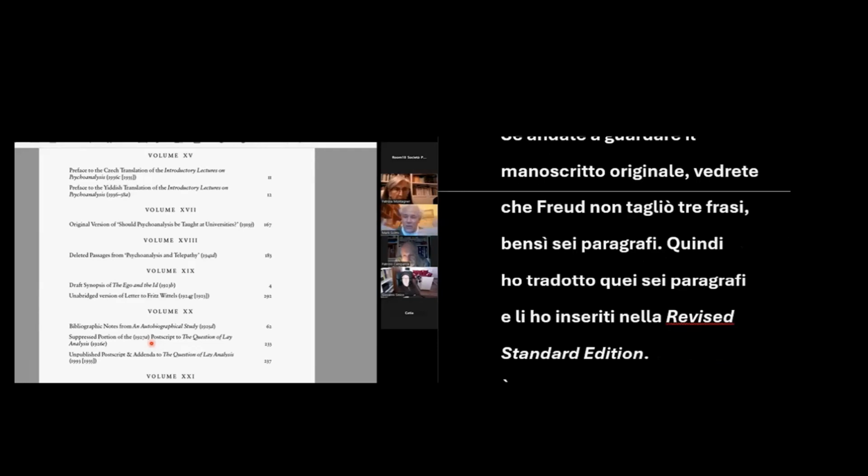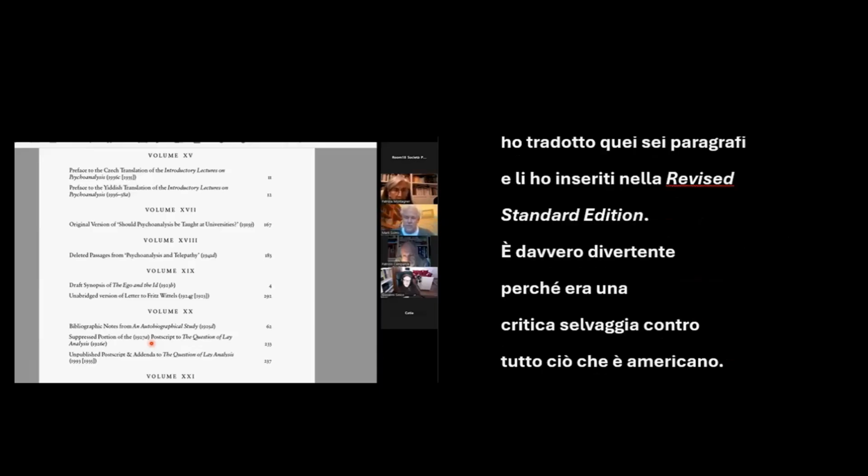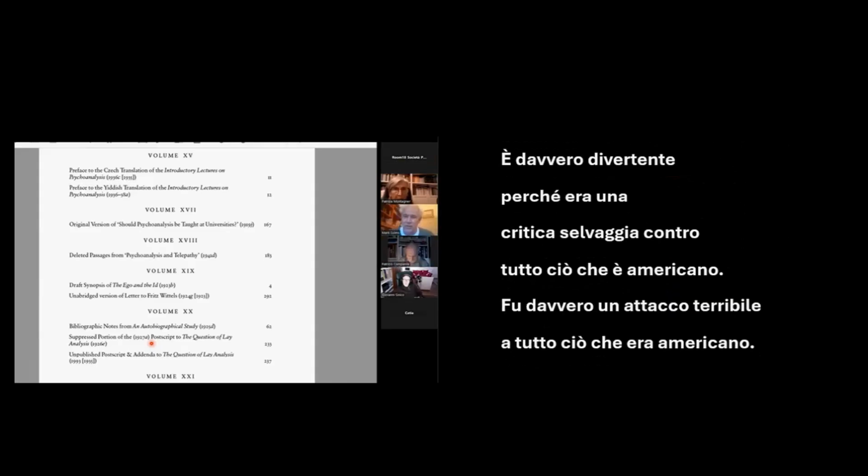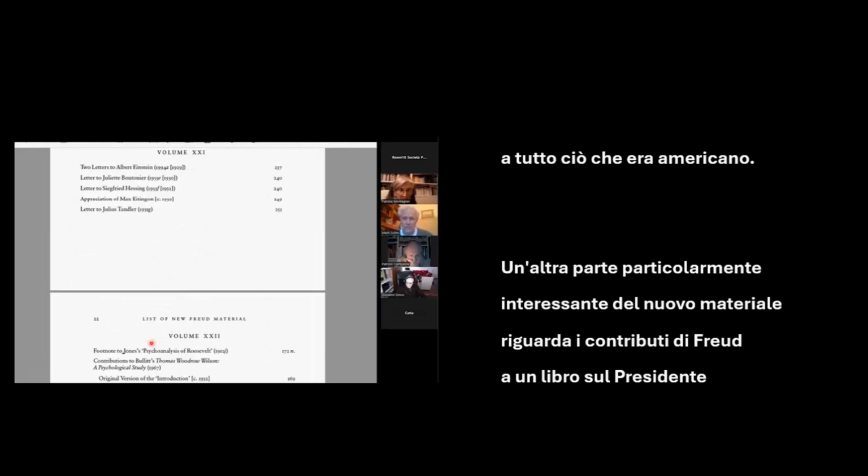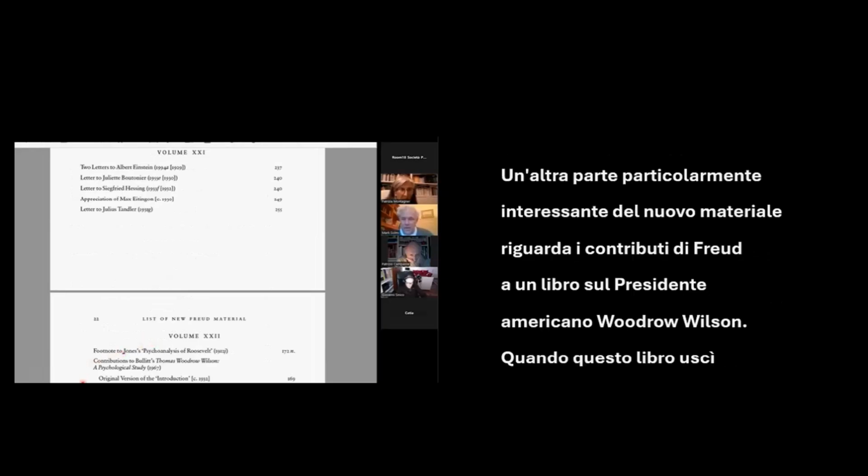And so I've translated those 6 paragraphs and put them in the Revised Standard Edition. It's actually very funny because it's a wild diatribe against everything American. It was really a terrible attack on everything American by Freud.